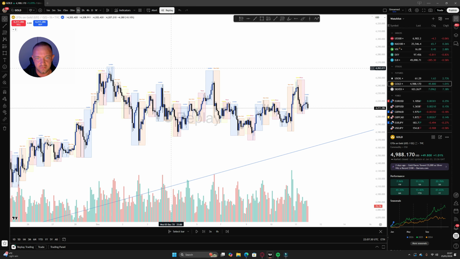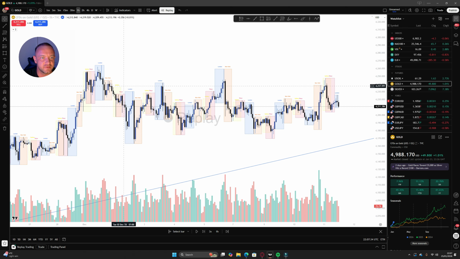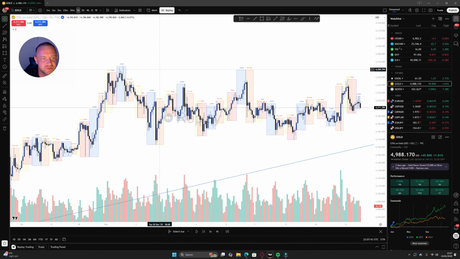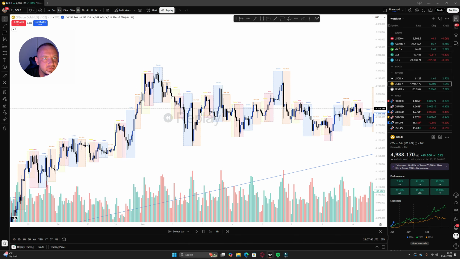We come into this area of consolidation, and this is why I have the sessions on my chart. I don't really use any other indicators. I just have this because I like to see where the highs and the lows of a session are. So for example, here I want to look at this area after the big push up.